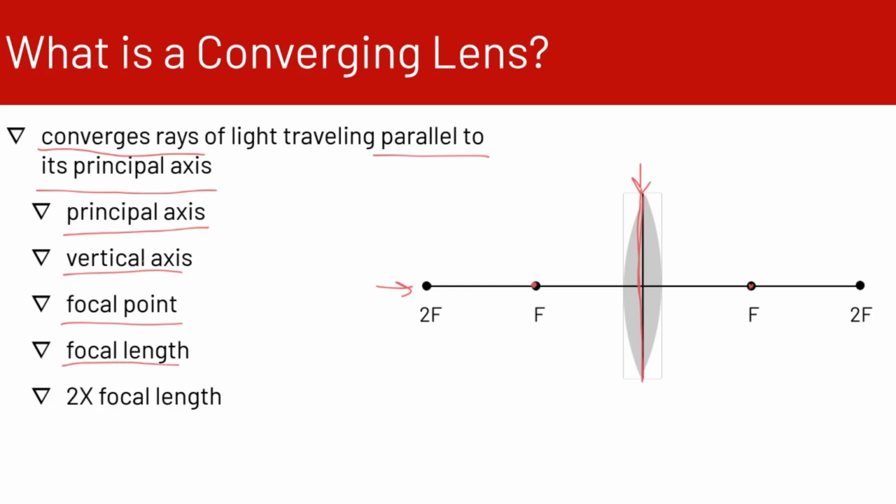We have the focal length. So that's the distance from the vertical axis to the focal point, and that's on both sides of the lens. And then we have 2 times the focal length. So that is here marked 2f, and there's 2 of those. So that's the distance from the vertical axis to 2f. So that's 2 times the focal length.